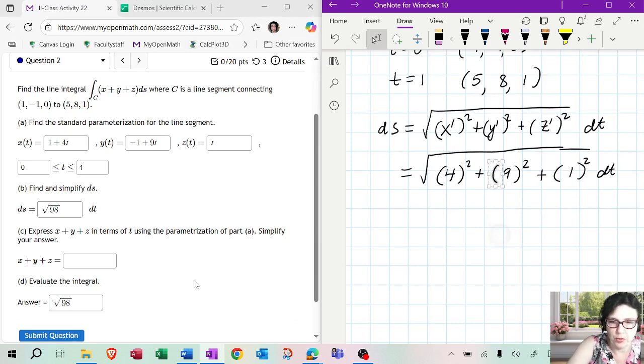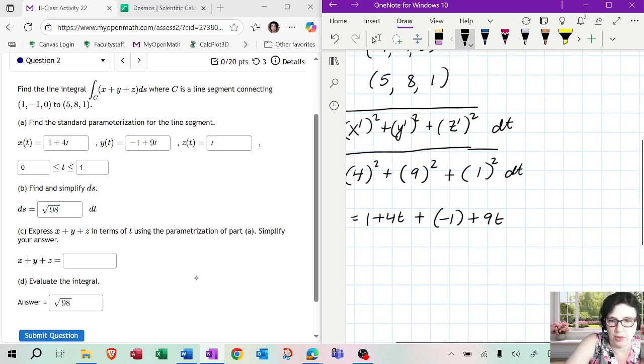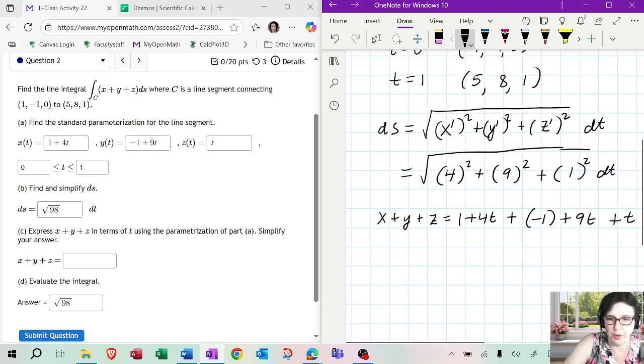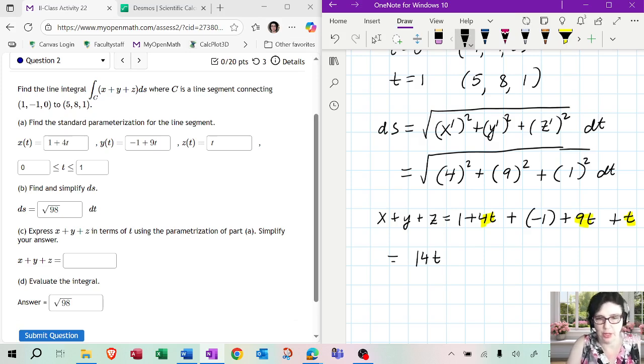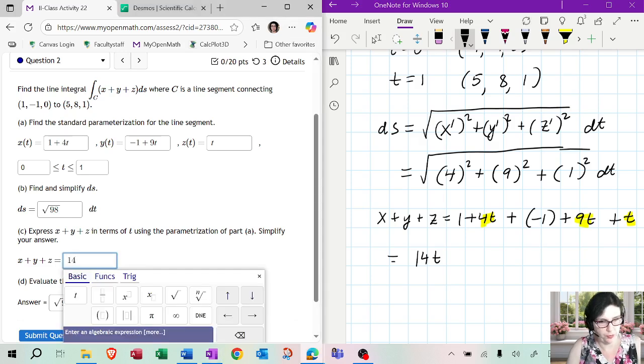Okay, so what I do want to know is what am I going to integrate? So what I'm integrating is x plus y plus z. So let's go ahead and add that. So we substitute in x equals 1 plus 4t. We substitute in the parameterization. And then y equals negative 1 plus 9t. And z equals t. Okay, so of course we need to collect like terms. So we've got 4t, we've got 9t, and we got t. So that would be 9 plus 1 is 10, plus 4, 14. So 14t, and then 1 minus 1 is actually going to be 0. So that just evaluates to 14t.